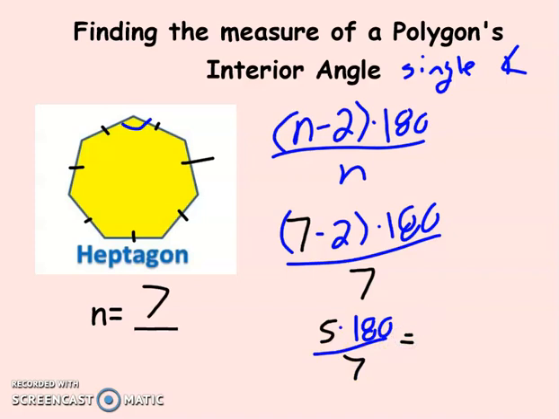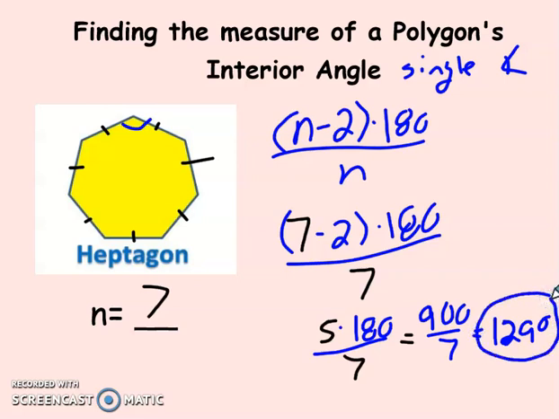So 5 times 180, I believe that's 900. Let me just double check. There you go. So we get 900 divided by 7. And we're going to get about 128 degrees. It's 128.57, but for right now, I should round up then. About 129 degrees is one of those angles, right?